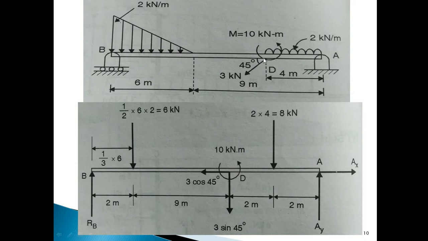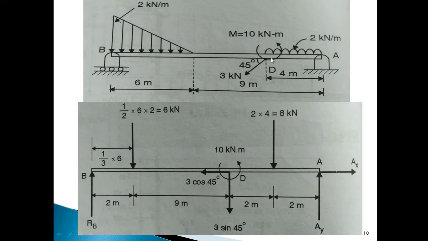Make it into two components, horizontal and vertical: 3 cos 45 and 3 sin 45. The couple at this point is 10 kilonewton meter. From D to A there is the UDL, a rectangular load, and the base of the rectangle is 4 meter and the height is 2. So the area is base into height, 4 into 2, 8 kilonewton.